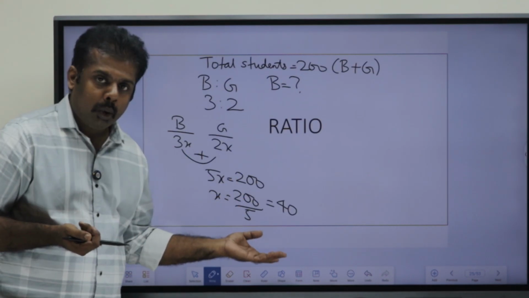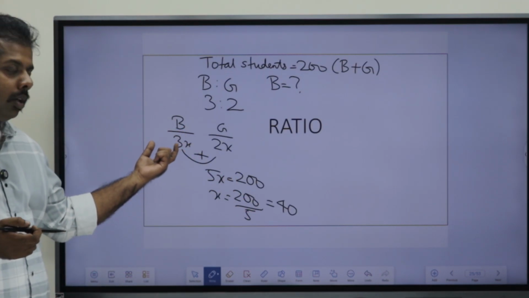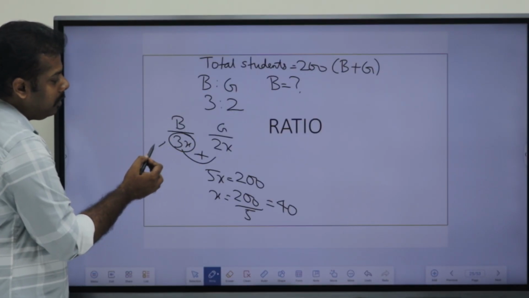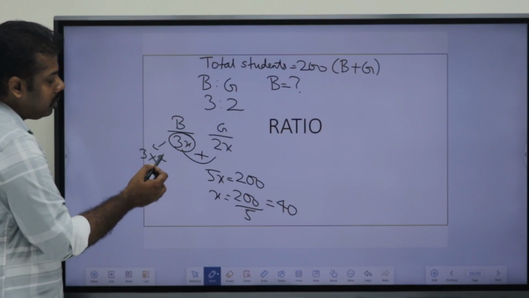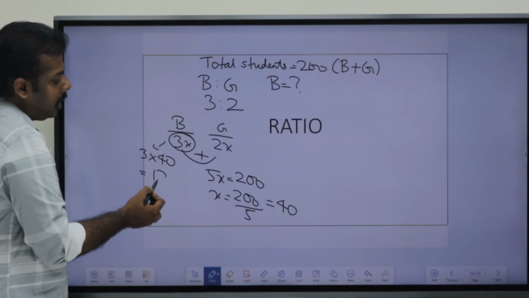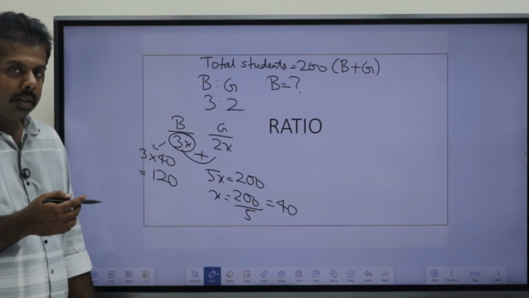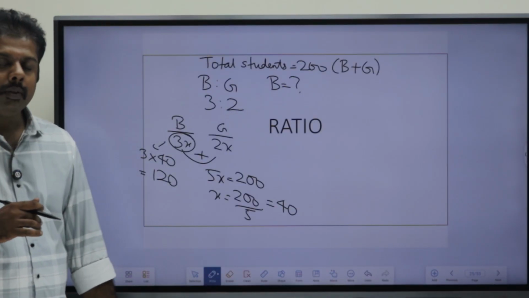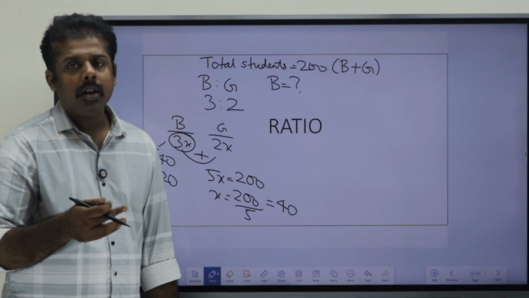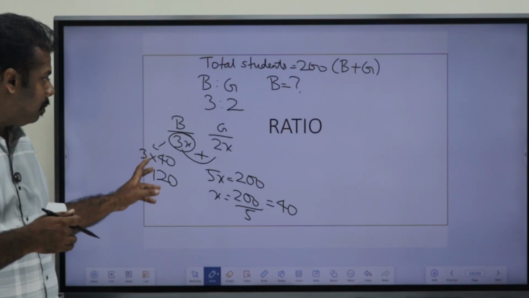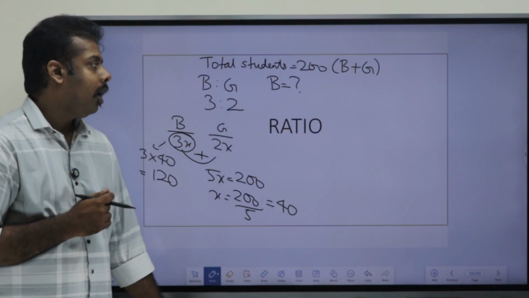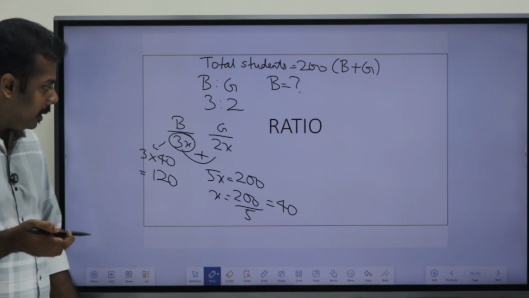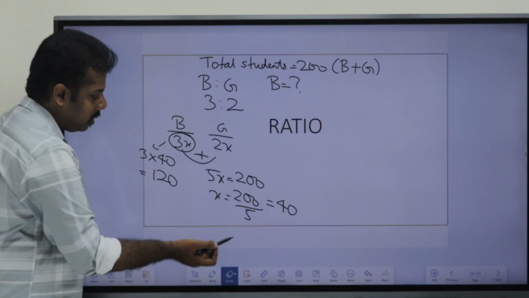Now we need to find the number of boys. We had assumed boys are 3x. Substituting this value, 3 into 40 gives us 120. So we can say that out of 200 students, 120 are boys. So one method is this: taking that common term as x, assuming boys are 3x and girls 2x, and connecting it to the value given in the question. Another method is there that we can also discuss.